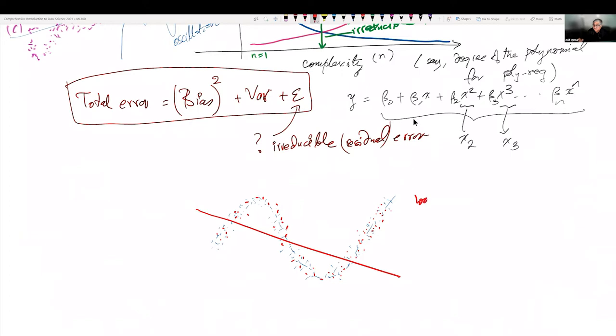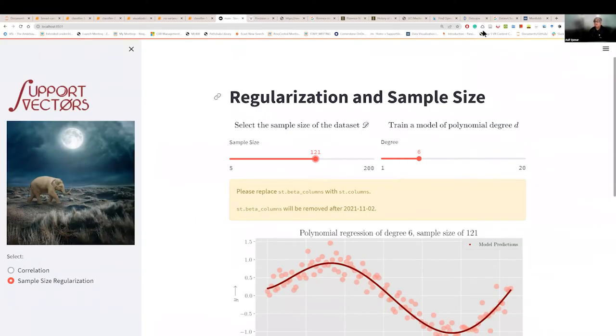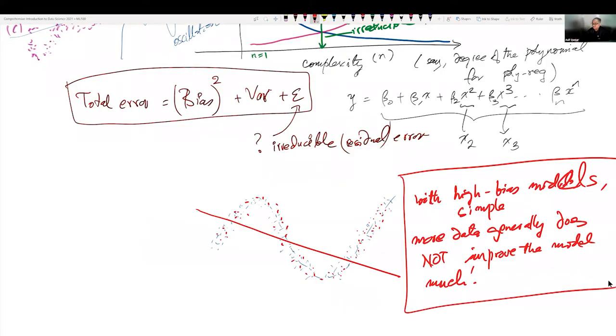So we learn a lesson with high bias models, simple models. These models are rigid. More data generally does not improve the model much. Right? This is a thing to remember. This is a lesson for us to know.